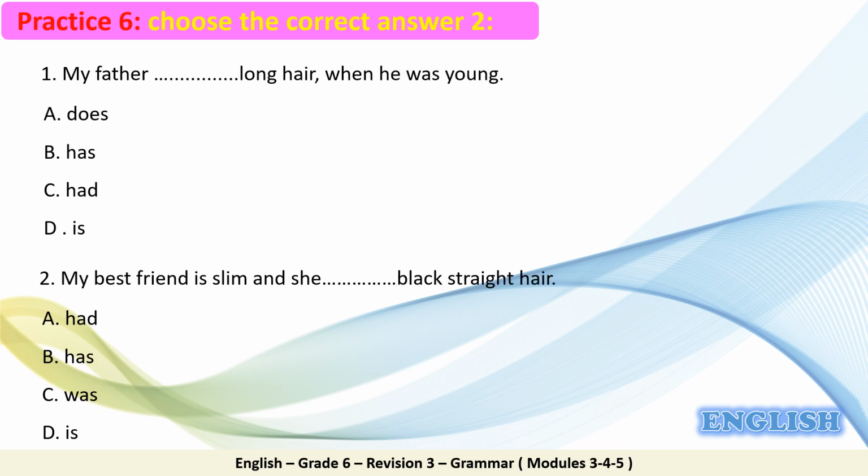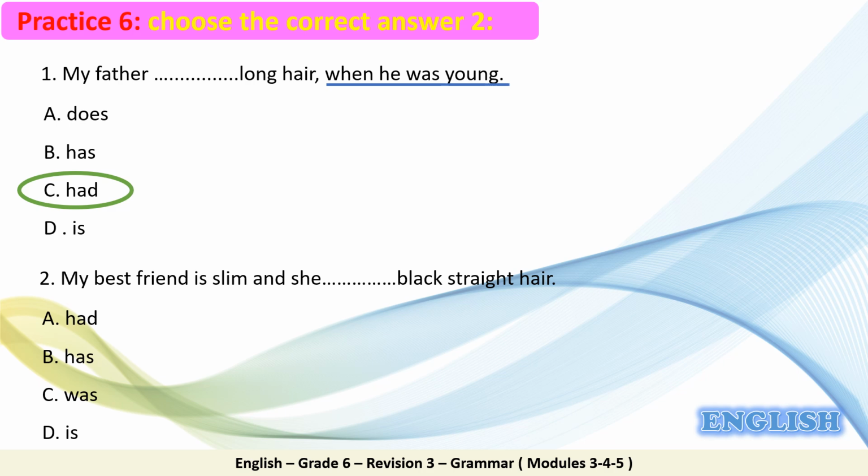The second set of questions, also we have to choose the correct answer. My father does or has or had or is long hair when he was young. Excellent. When he was young is about the past. And here, my father. Could we say that my father has long hair in the past? No, of course. And my father had long hair.